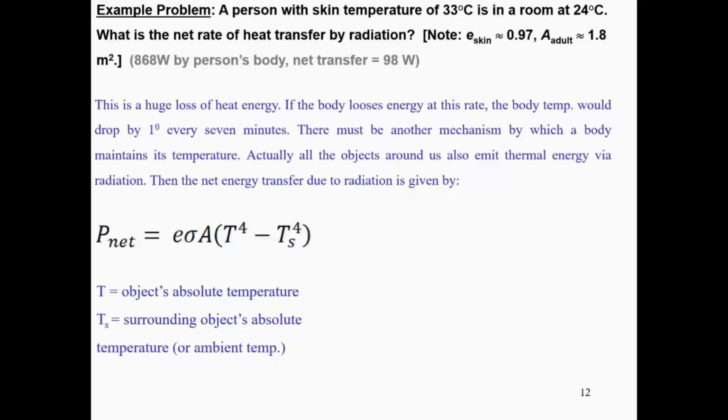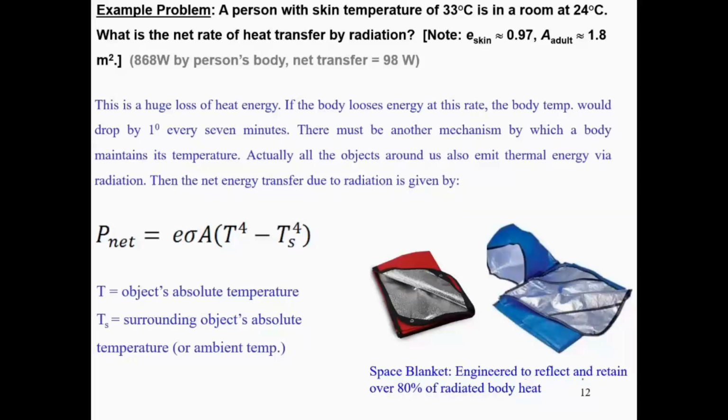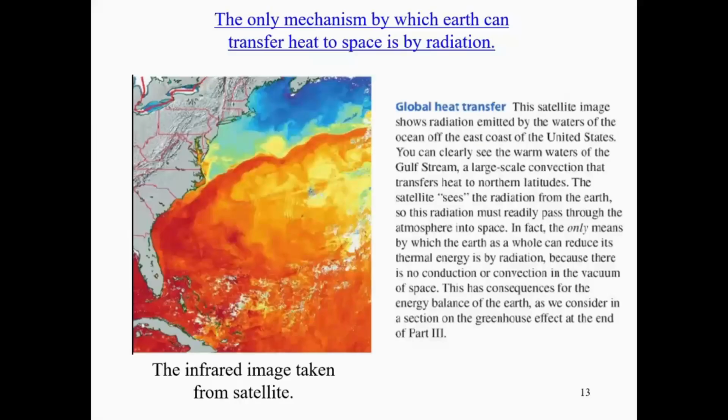I will show an example problem in a separate video. There's something called a space blanket. It is engineered to reflect and retain over 80% of the radiated body heat. The space suit also uses this technique, because the shiny surface keeps the radiation inside. Another example: the only mechanism by which Earth can transfer heat to space is radiation, because above 200 miles there's no atmosphere, no material medium.